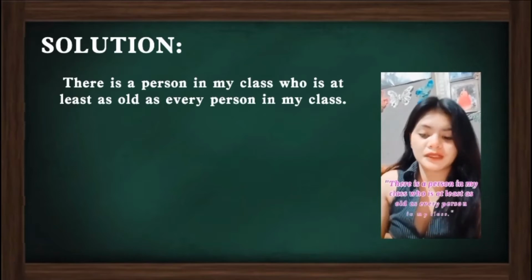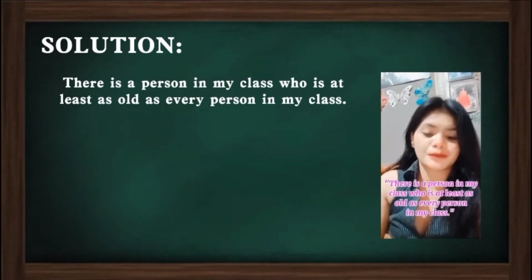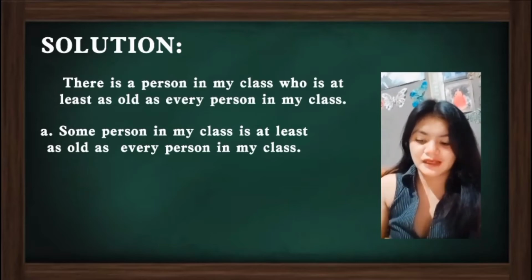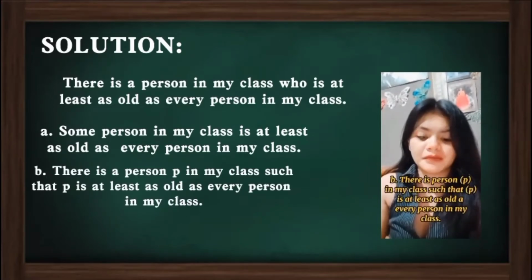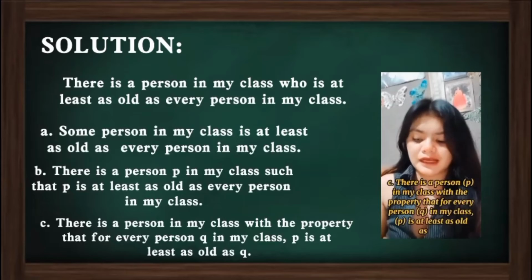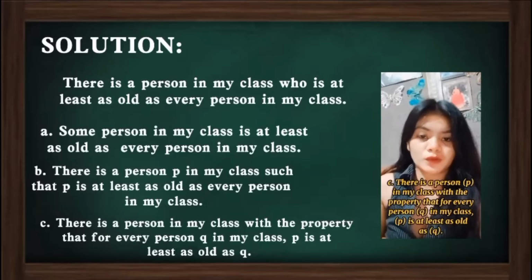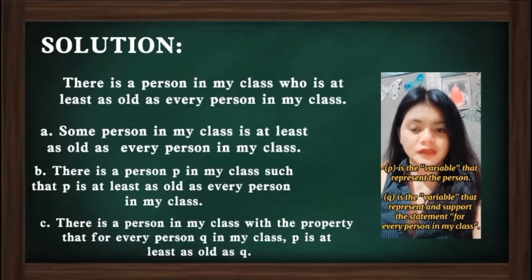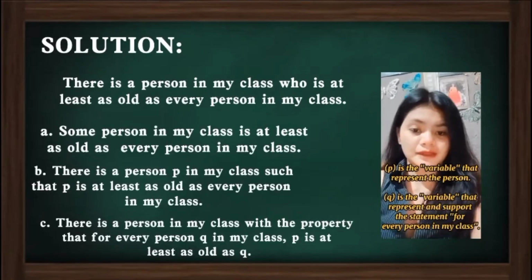So here is the solution, the complete statement of the given statement. There is a person in my class who is at least as old as every person in my class. Letter A, some person in my class is at least as old as every person in my class. Letter B, there is a person P in my class such that P is at least as old as every person in my class. Letter C, there is a person P in my class with the property that for every person Q in my class, P is at least as old as Q. P is the variable that represents the person. Q is the variable that represents the statement for every person in my class.